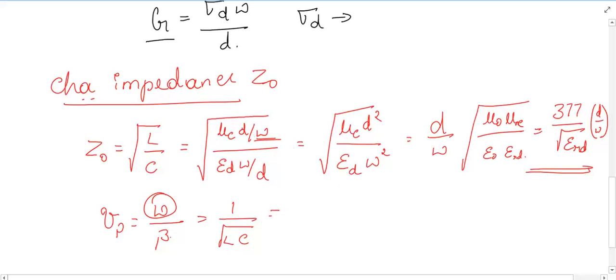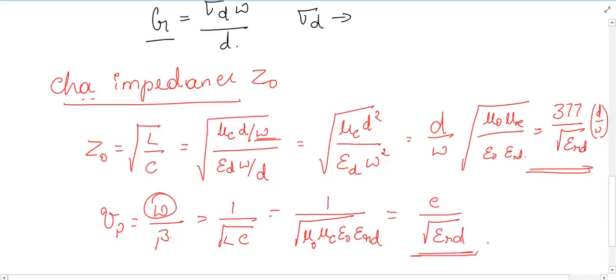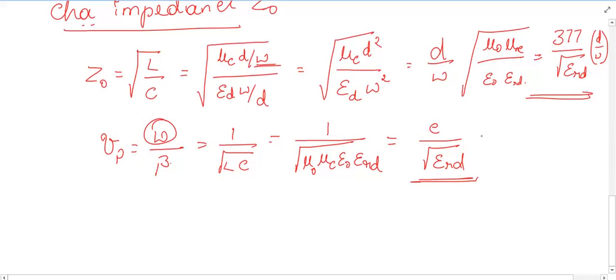When you substitute for L and C, d you have in the numerator and d in the denominator, so d gets cancelled. w you have in the numerator as well as the denominator, that gets cancelled. So what remains is 1 divided by square root of mu naught mu c epsilon naught and epsilon r d, and the conducting material permeability is given by 1, so what remains is c divided by root of epsilon r d meter per second. Yeah, that's all about the characteristic impedance and the phase velocity.